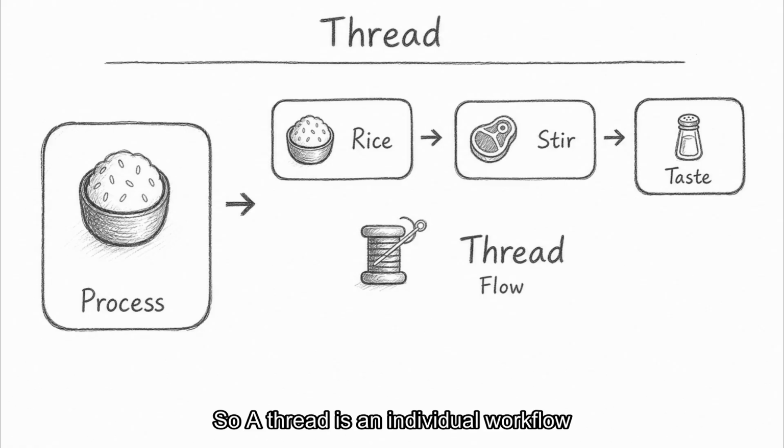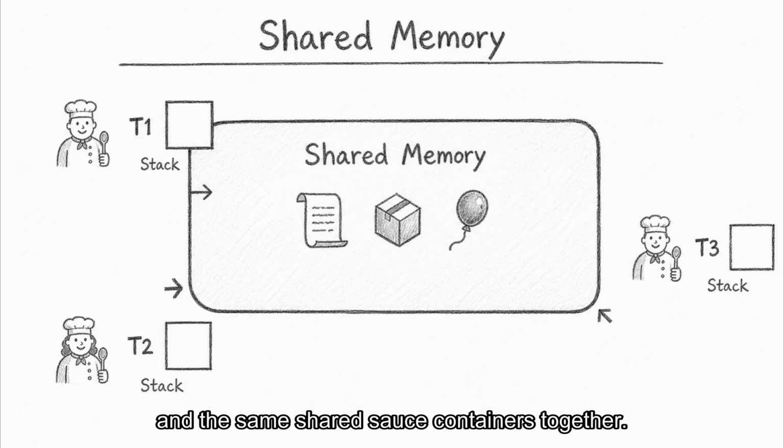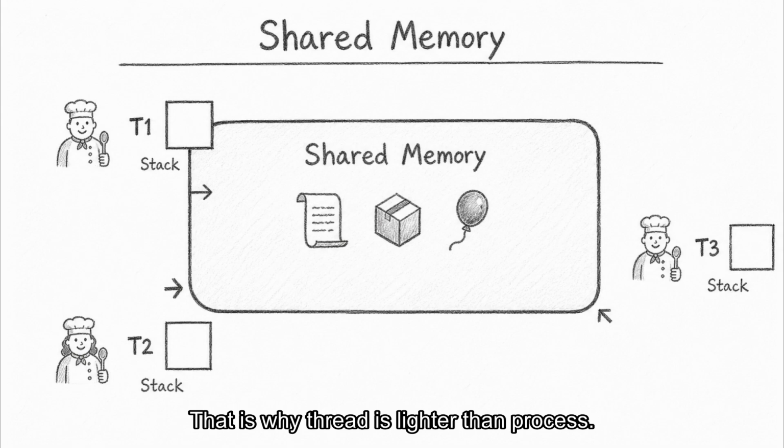So a thread is an individual workflow that's running concurrently or in parallel. The important point is that threads inside the same process share the same address space. In simple terms, they're using the same order sheets, the same ingredient storage, and the same shared sauce containers together. So each thread still has its own current execution point, its own register values, and its own stack. But each thread doesn't have its own separate address space. It shares the process memory with the other threads. That's why a thread is lighter than a process.